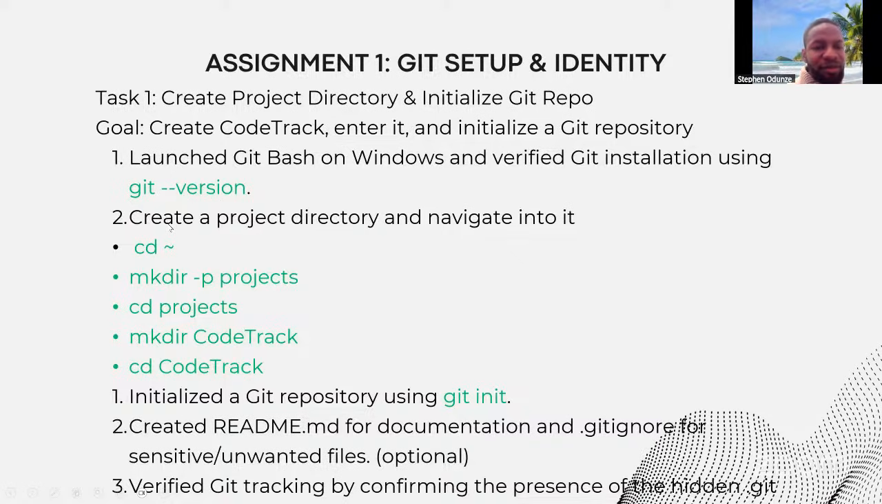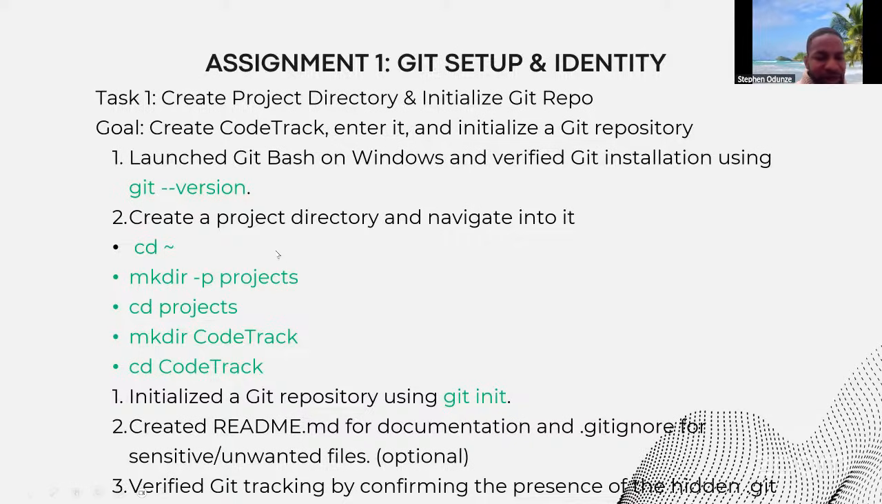After we've done this, we would now create a project directory and navigate into it. Remember, we said we were doing this in the project directory, and most systems might not have that already created. So for us, we will have to go into our home directory in our system, if it's a Mac or even a Windows, and we're going to create that directory using mkdir -p projects. After creating it, we'll go into that directory and create our codetrack, which is the main project folder we're going to be working with.